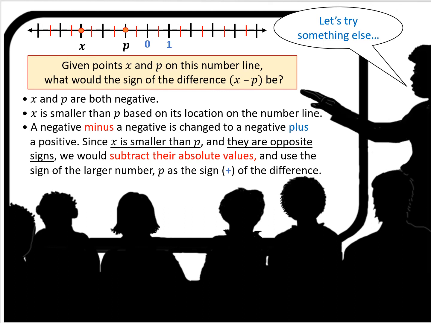As you go further to the left, the numbers get smaller. So, being that they're both negative, a negative minus a negative is changed to a negative plus the opposite, a positive. Since x is smaller than p, and since they are opposite signs, we would subtract their absolute values and use the sign of the larger number p as the sign of the difference.